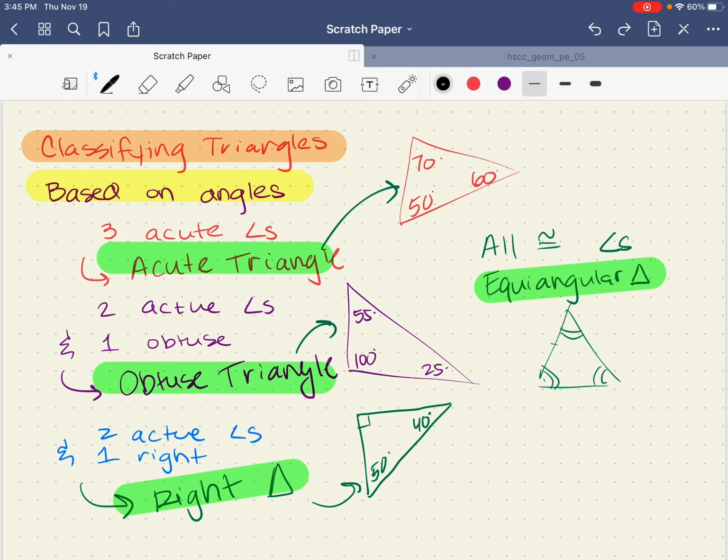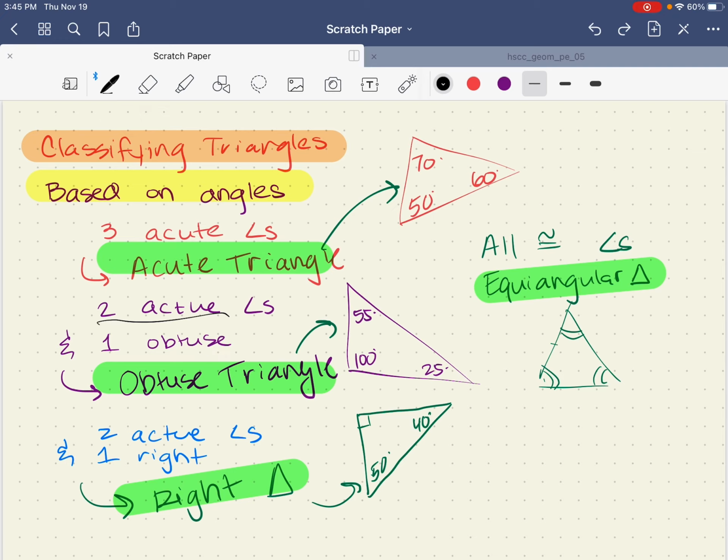Next, if you have two acute angles and one obtuse angle, you have what we call an obtuse triangle. An obtuse triangle is where you have one angle that's larger than 90, my mistake, and then the other two angles are going to be acute in that triangle.